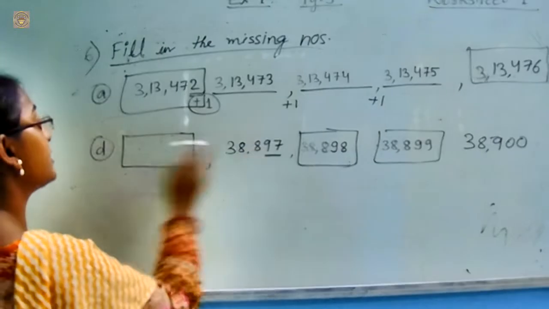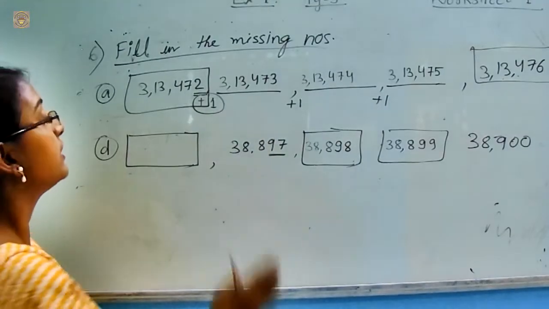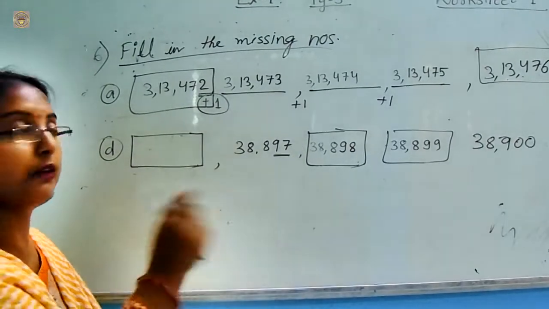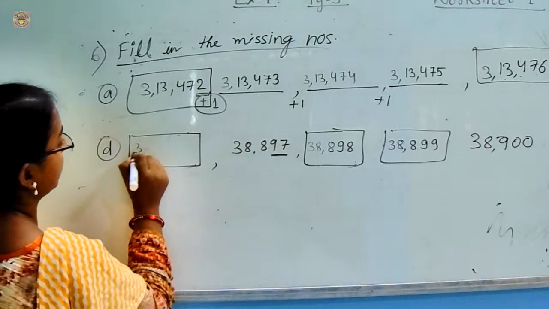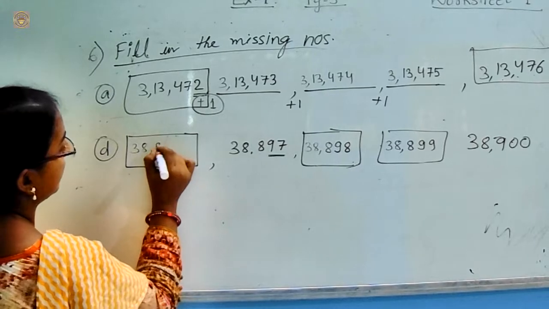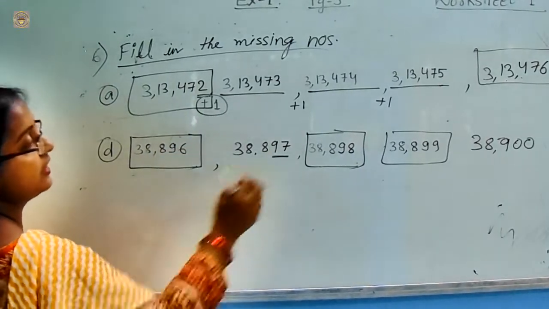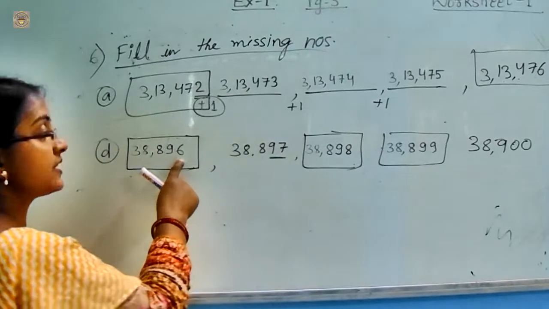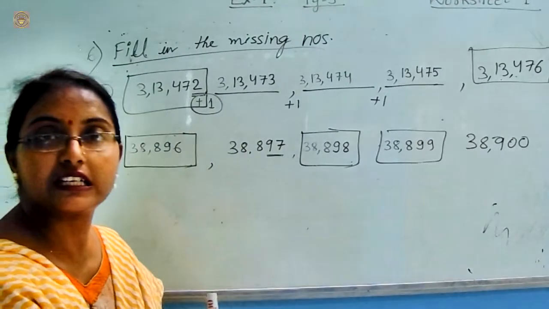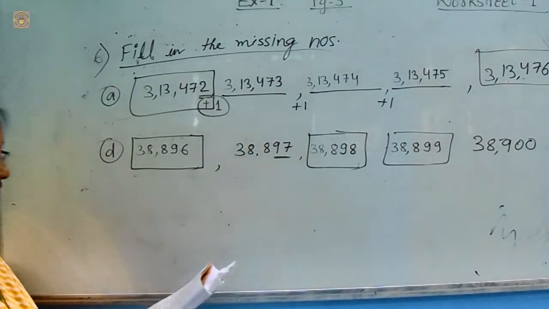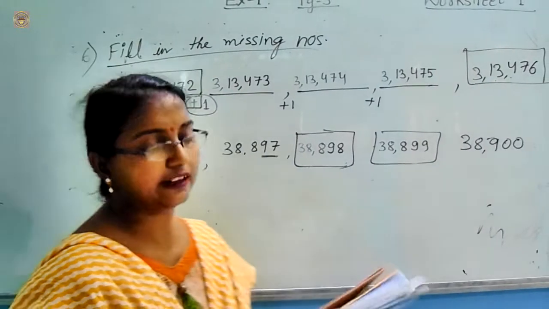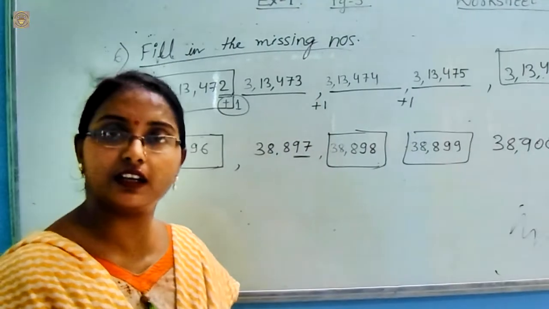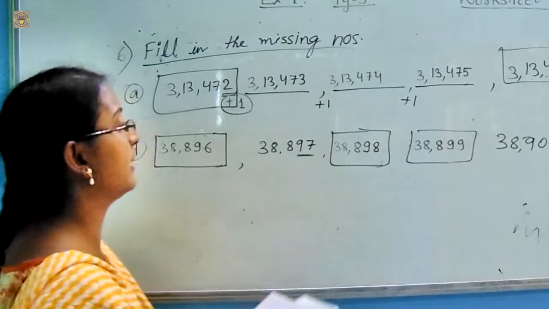So the first one will be its predecessor, or just before the number, we will get as 38896. That means 97 becomes 96. It is the predecessor number. So I hope you will get these ideas of processing numbers by increasing or decreasing the numbers.